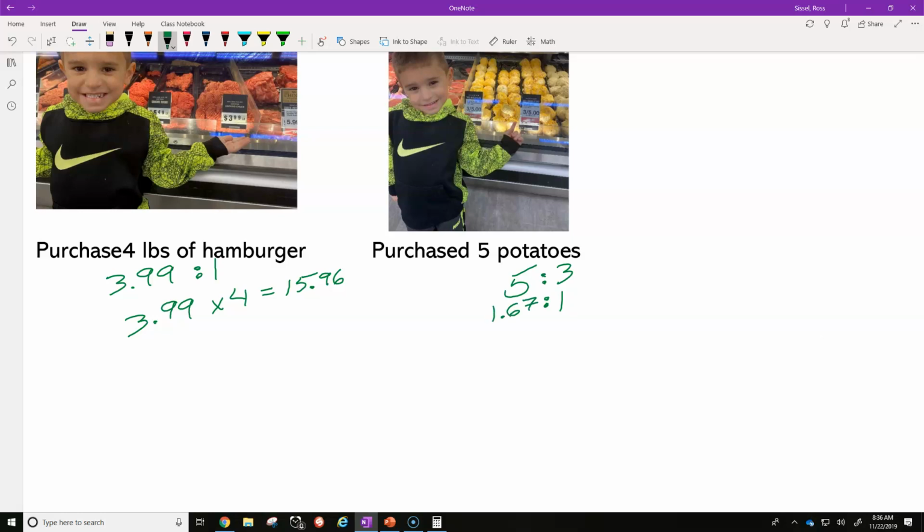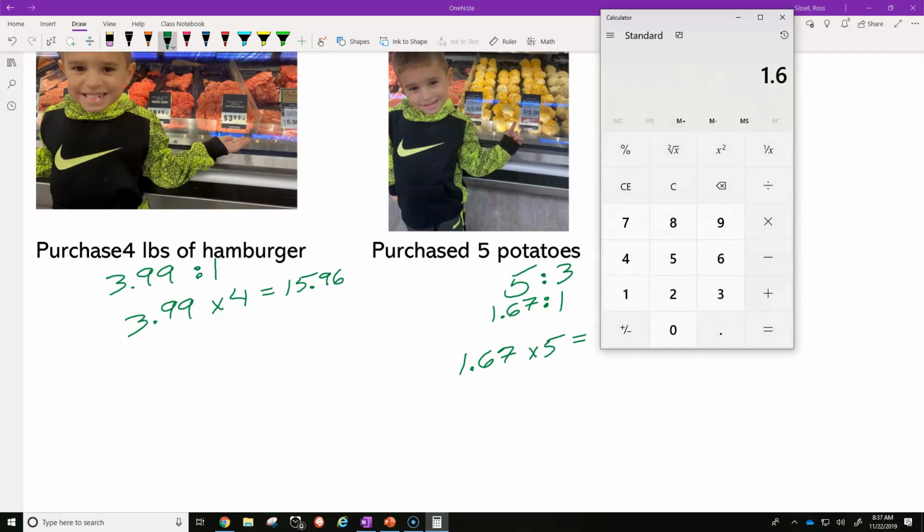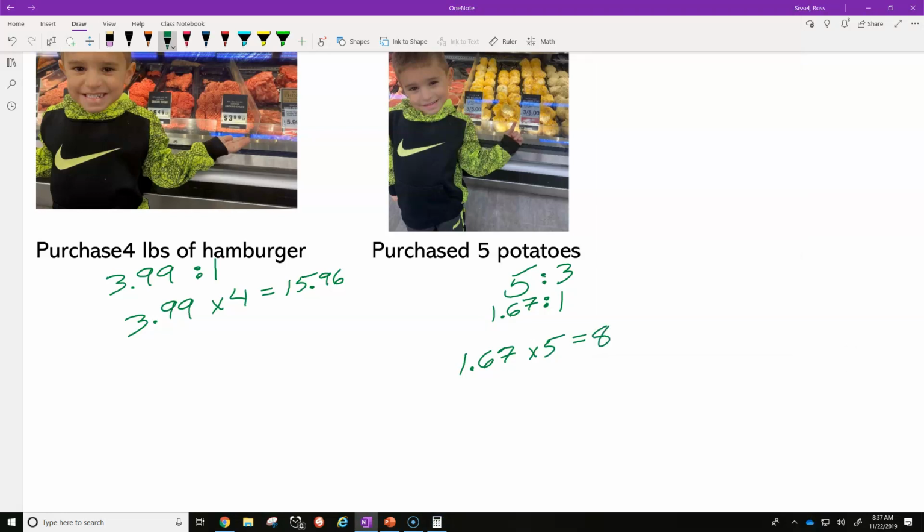How many potatoes do I need? 5. So 1.67 times 5. And 1.67 times 5 is $8.35.